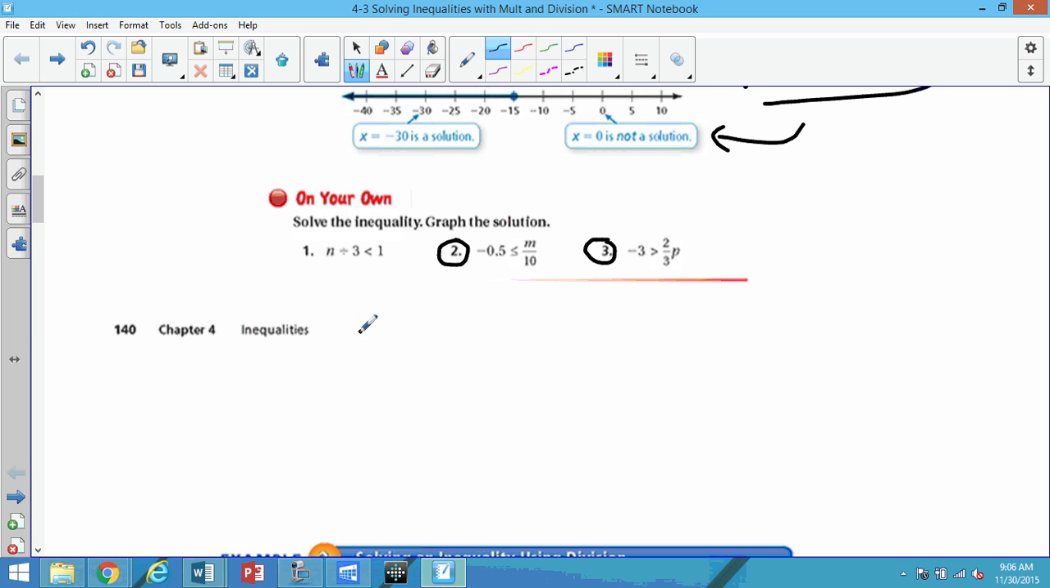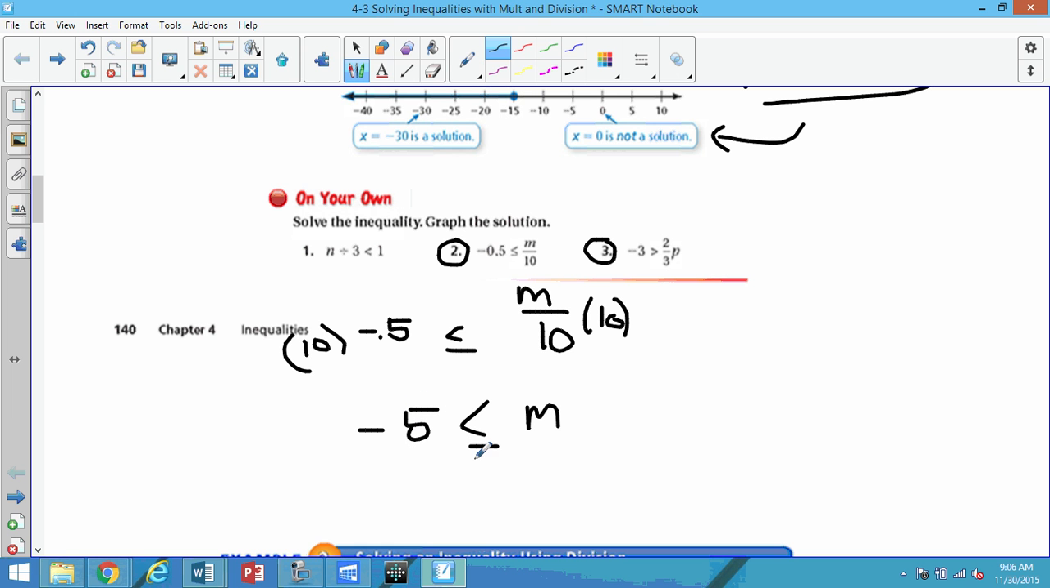Okay, so number 2 is negative 0.5 is less than or equal to m over 10. Okay, so we need to get that variable alone. This is division, so we're going to multiply both sides by 10. Over here, you're left with m is greater than or equal to, and then 10 times a negative 0.5 is going to be a negative 5.